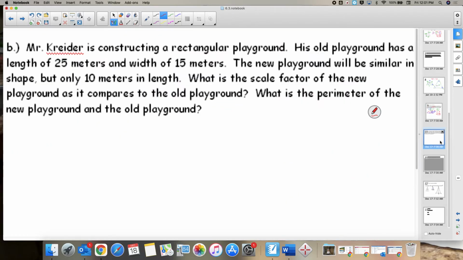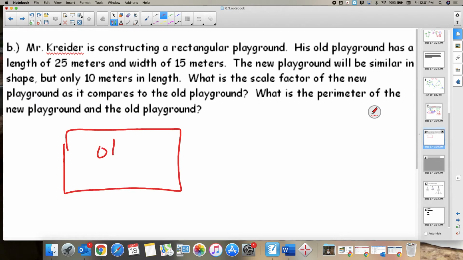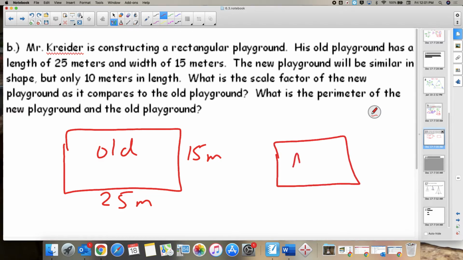Take a look at B then. It says, Mr. Carter is constructing a rectangular playground. The old playground has a length of 25 meters and a width of 15 meters. The new playground will be similar in shape, but only 10 meters in length.